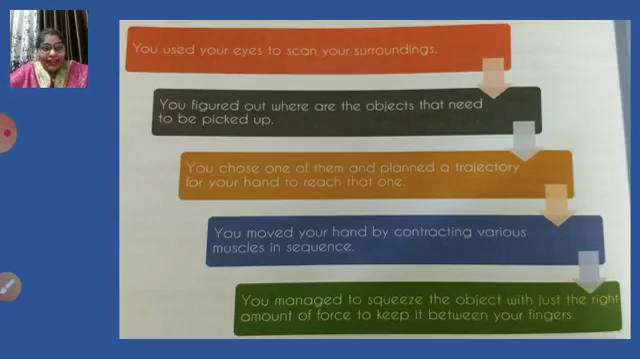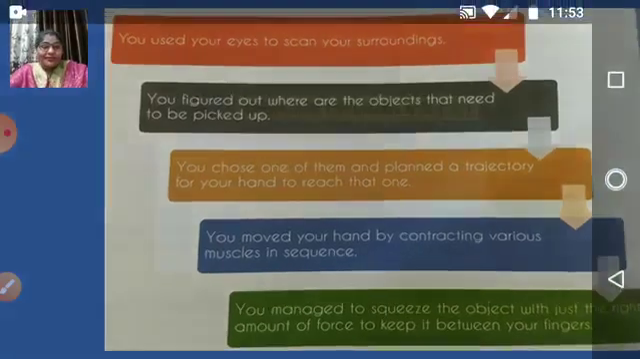So you moved your hand by contracting various muscles in a sequence, right? You managed to squeeze the object with just the right amount of force to keep it between your two fingers, right? So all these things happen when we do a simple task in our daily life. All this is not possible for a computer, children. That's the reason the easy tasks which we do on a daily basis are a bit harder for a normal machine to do.